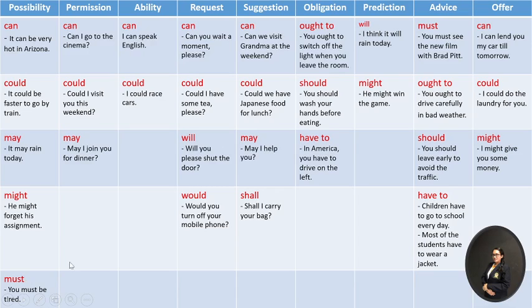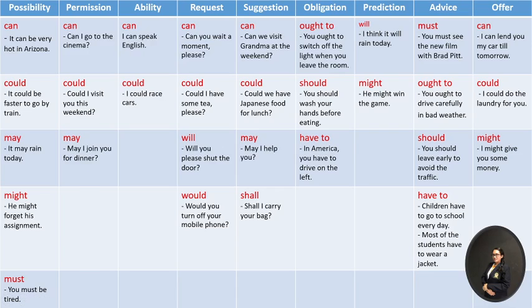So let's go to permission. These are the verbs that fall in this category. Can, could, and may. For can, you could say, can I go to the cinema? For could, you could say, could I visit you this weekend? For may, you could say, may I join you for dinner? So that's for the permission.